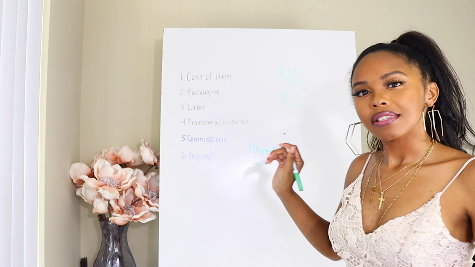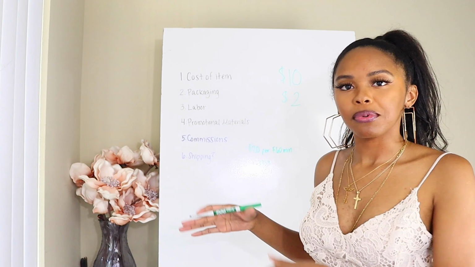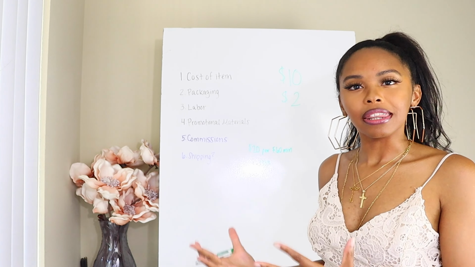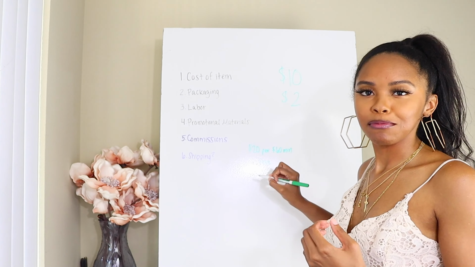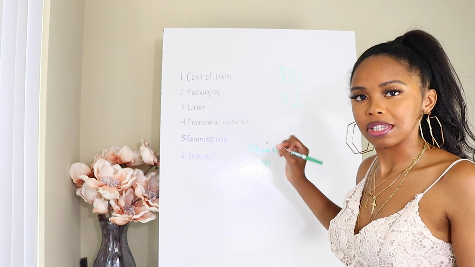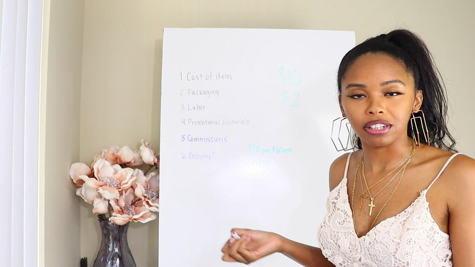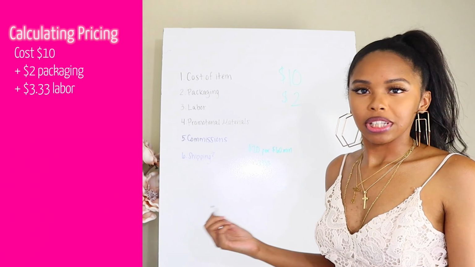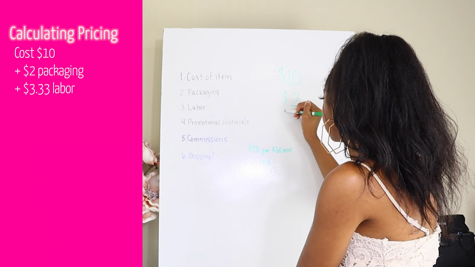So now let's say for this particular item that we're pricing out right now, I spend about 10 minutes on that item in labor on my end. So I'll times that 0.333 times the 10 minutes that it takes me on that particular item, and it gives you about $3.33 for that item in labor.